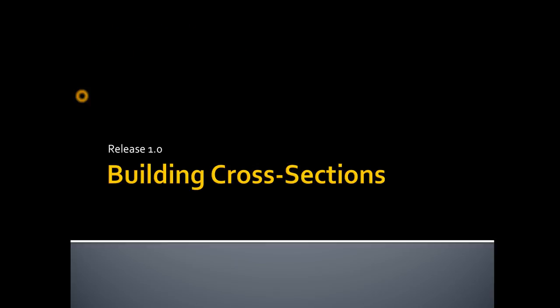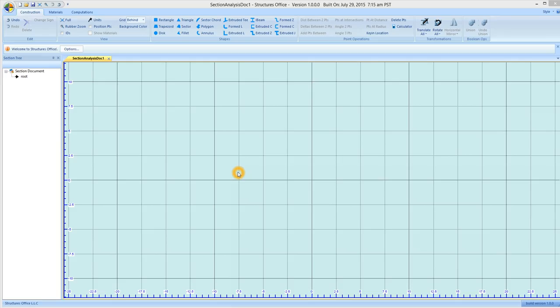So let's begin by creating a cross-section. So this is the user interface of version 1.0. It's going to change over time. There'll be new functions added with each new release. Let's just quickly run through what the user interface is.